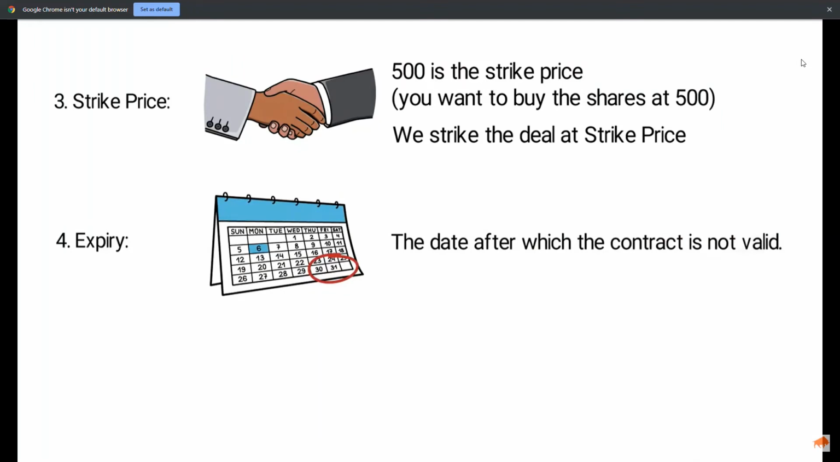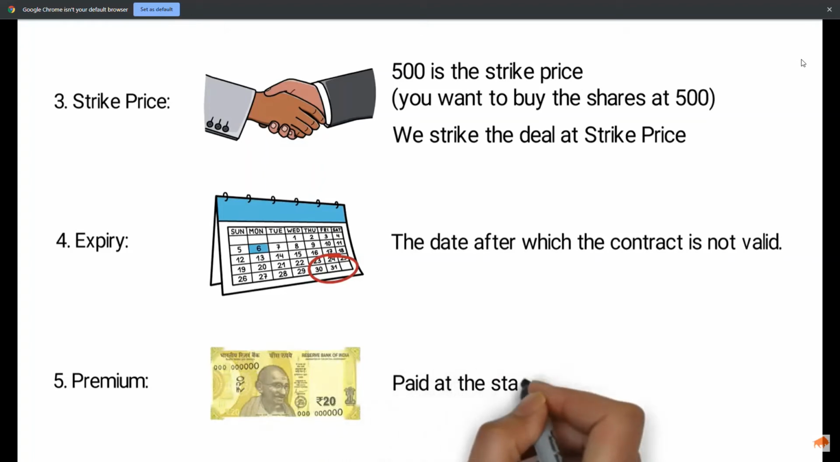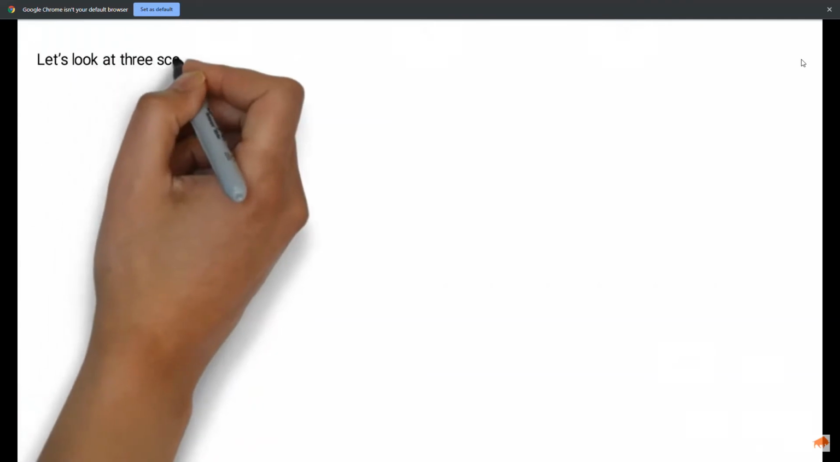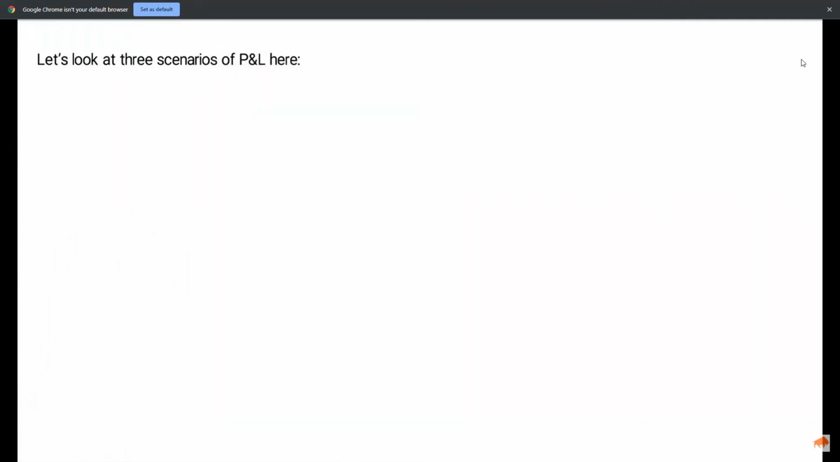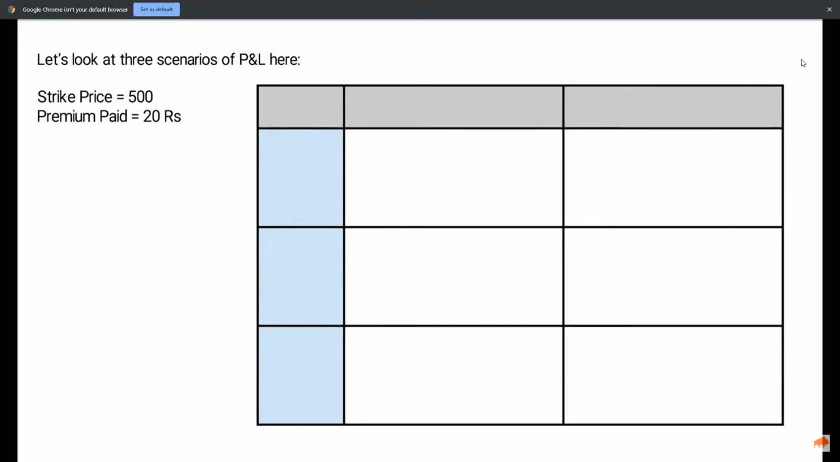Number 5, premium. The money you paid me to enter into the contract is the premium, and this is paid at the starting of the deal. Now, let's look at the 3 scenarios of profit and loss. The strike price is 500, the premium paid is 20 rupees.